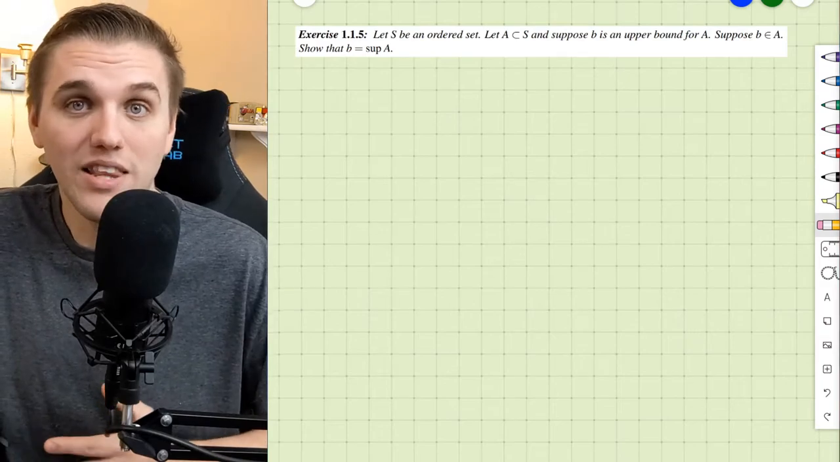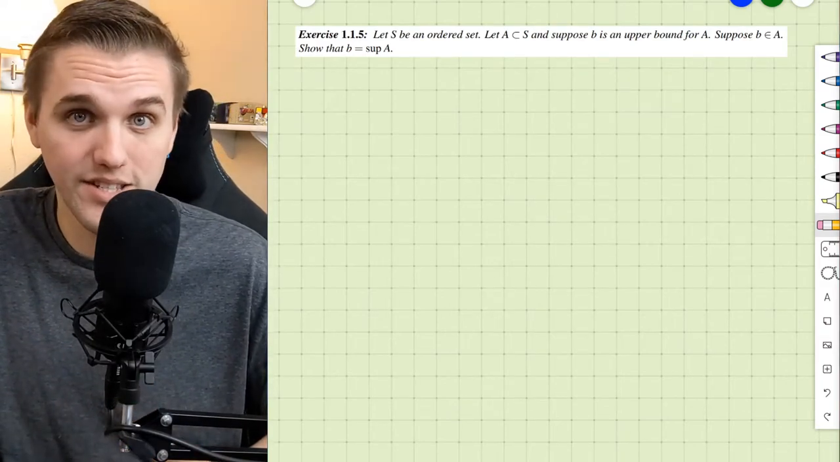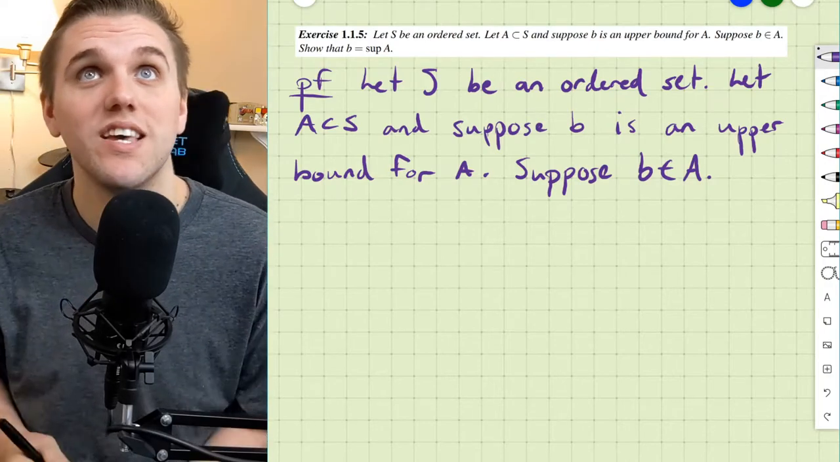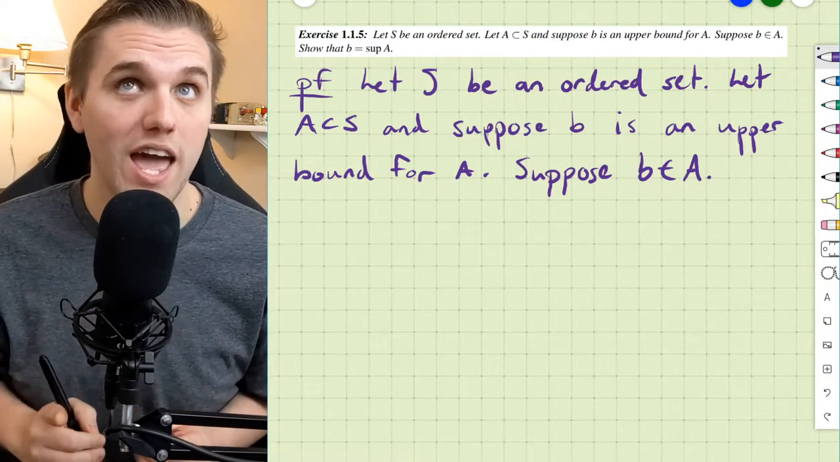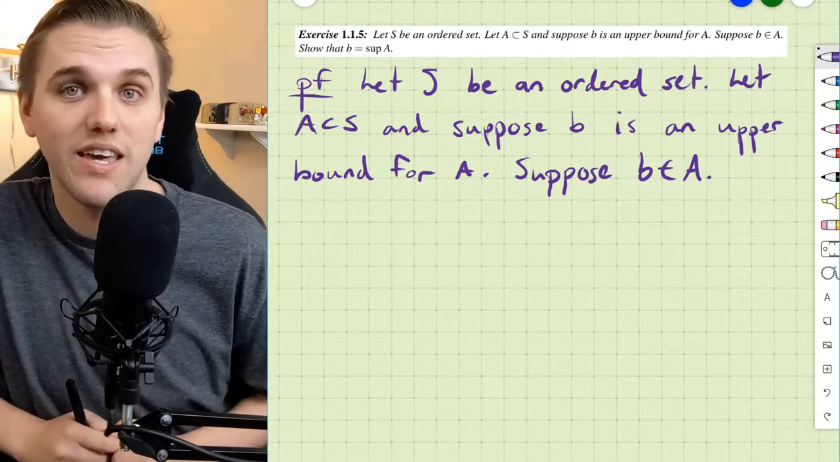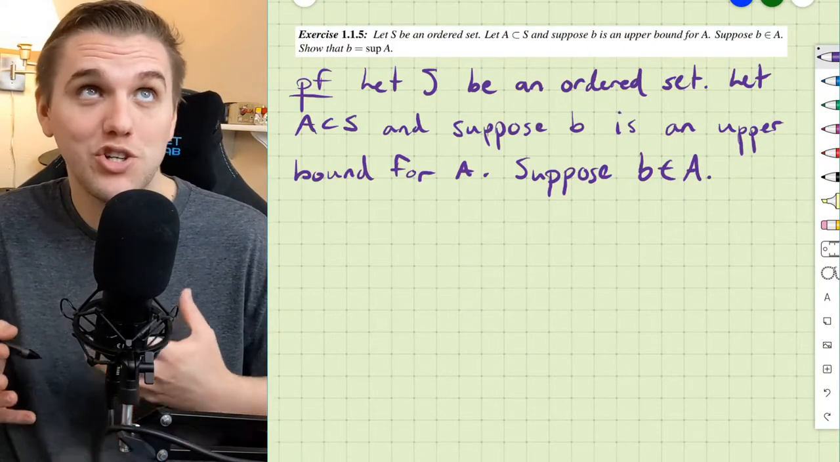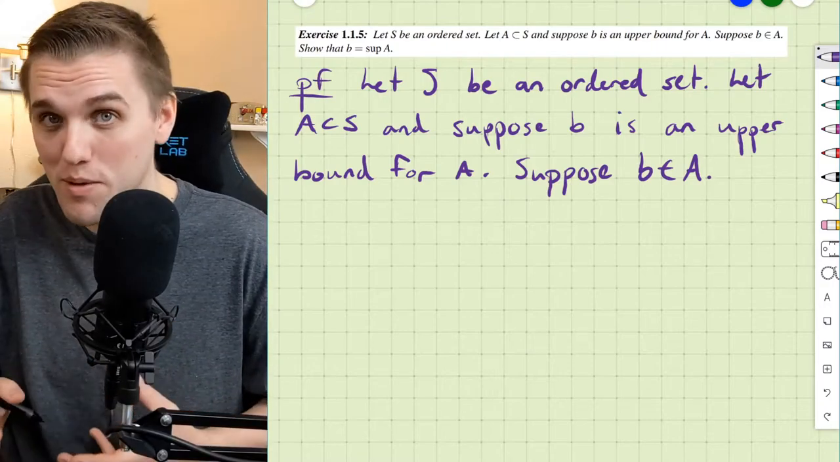Let's start by listing out our hypotheses. Okay, so let S be an ordered set, and let A be a subset of S, and suppose B is an upper bound for A, and suppose that B is in A. Okay, so we're gonna do a direct proof here. The goal is to show that B is the supremum of A.